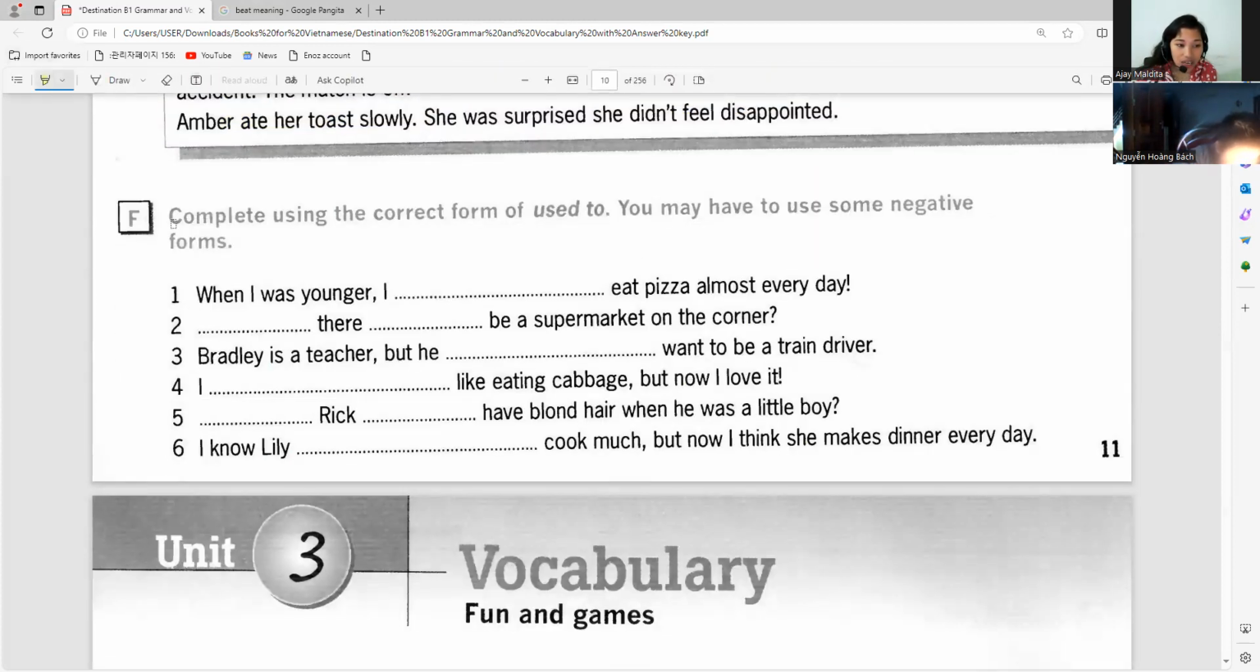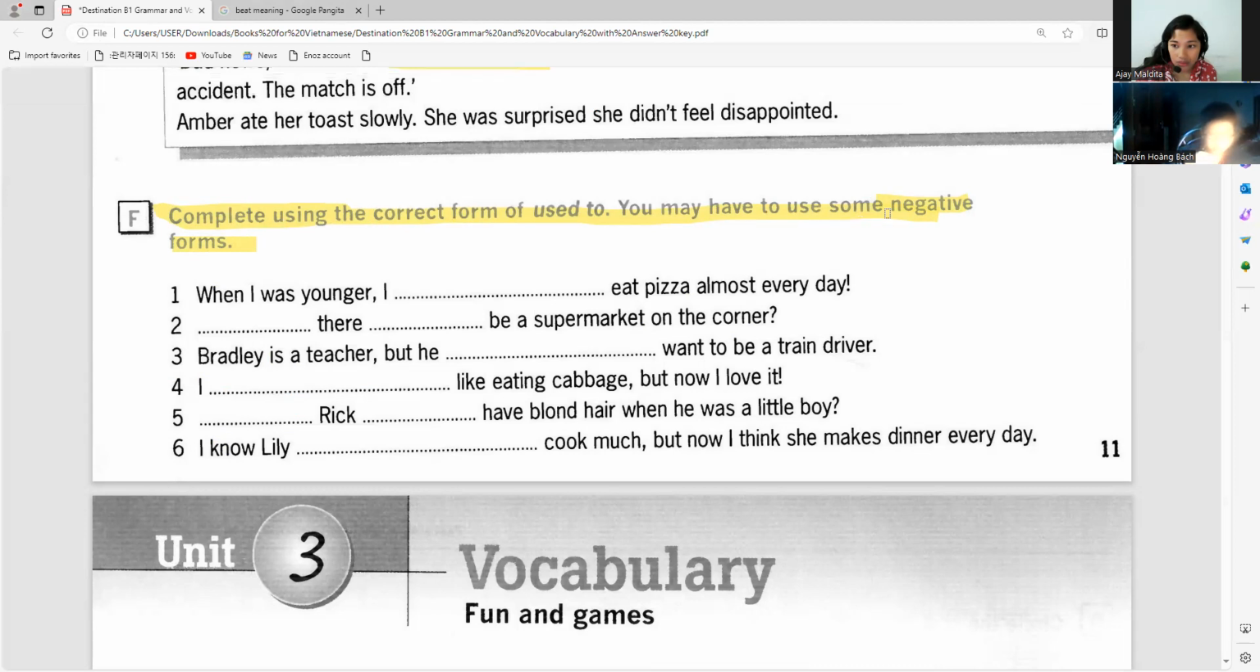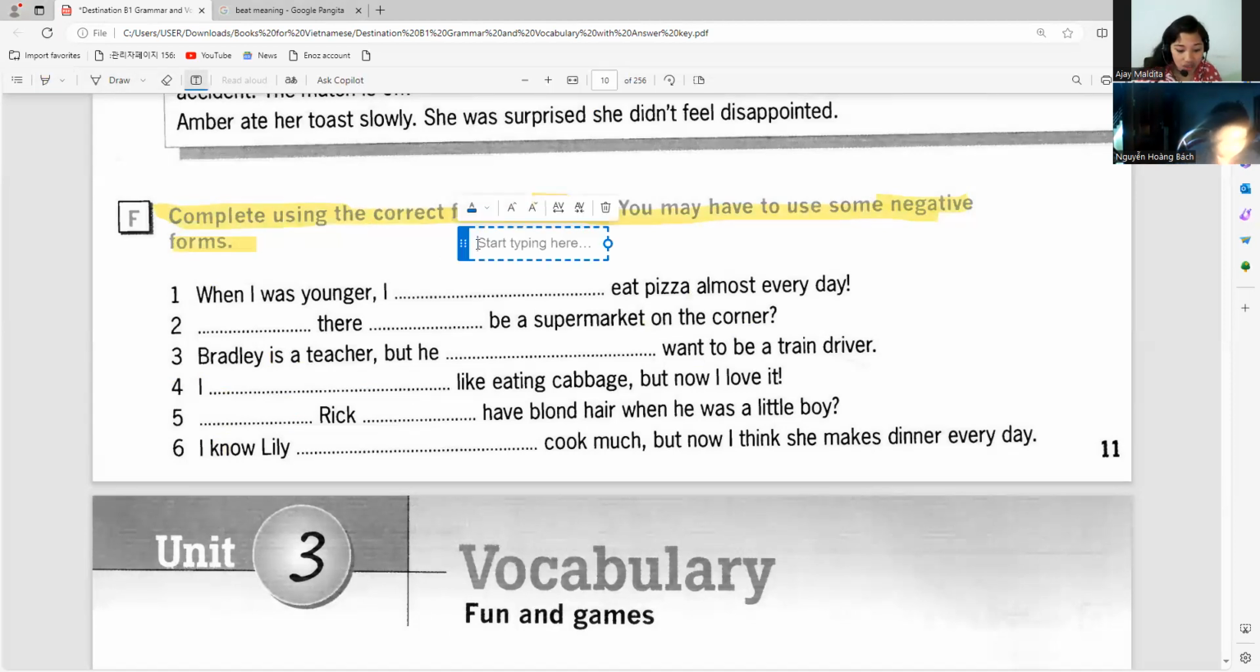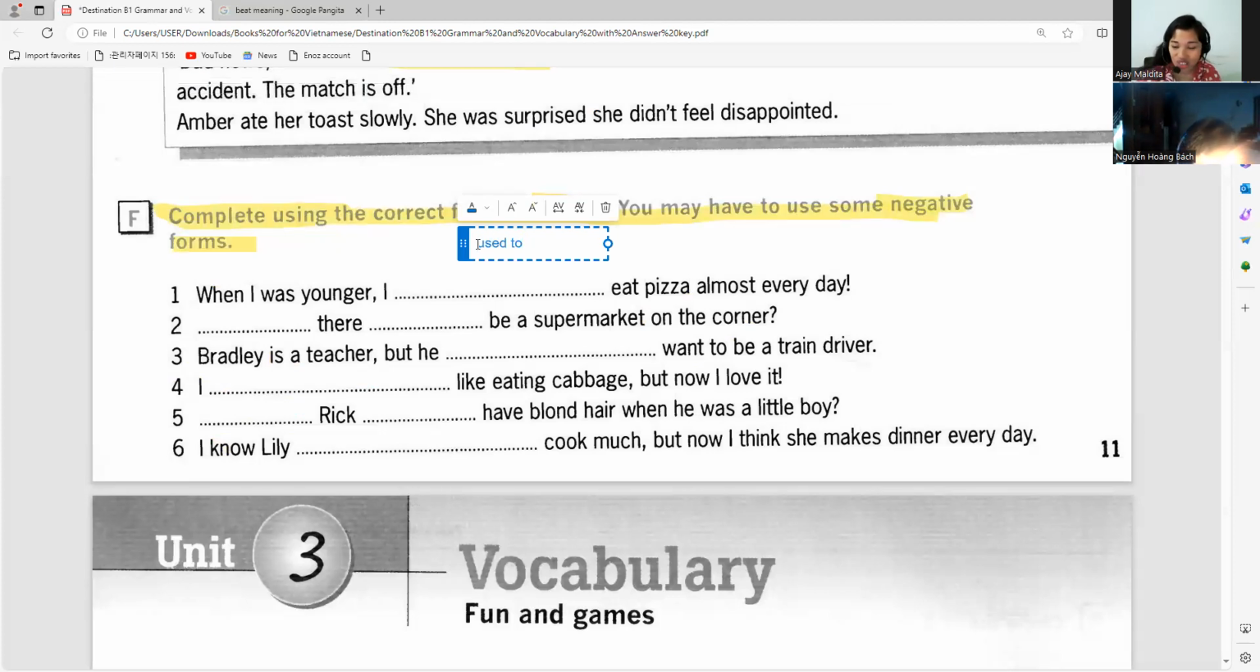Okay, so anyway, let's move on now. This is letter F. I want you to read our instruction, Wang Bak. Complete using the correct form of used to. You may have to use some negative form. Okay, so this is very easy, Wang Bak. What will you do? You will just answer used to. Wow, teacher, it is very easy.